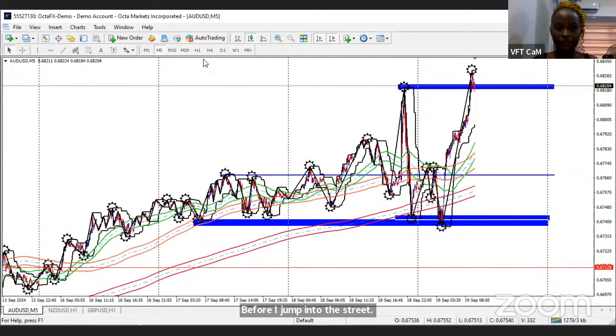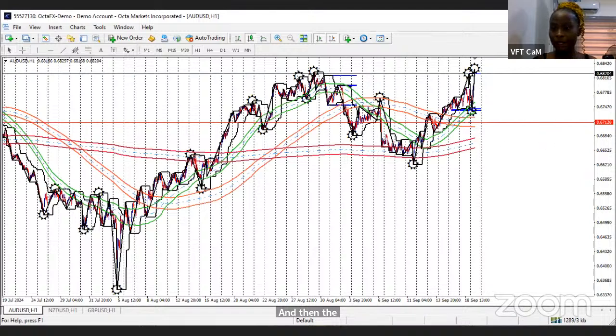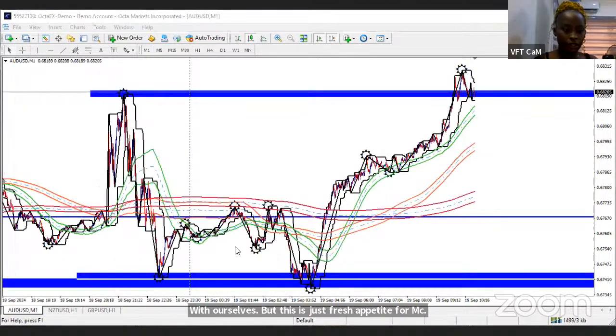And then you have the higher time frame point of interest in mind as well, which is here and here. So let's see what happens. We're just watching now for the retracement. As I said, take the reversals, but this is just fresh after FOMC, so let's not take reversal trades today.